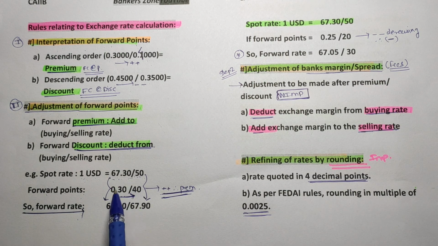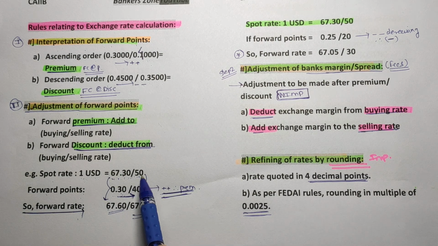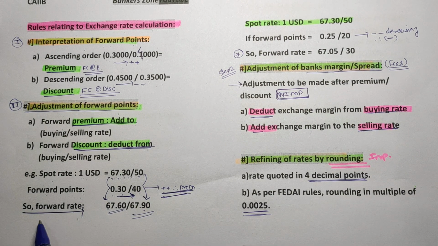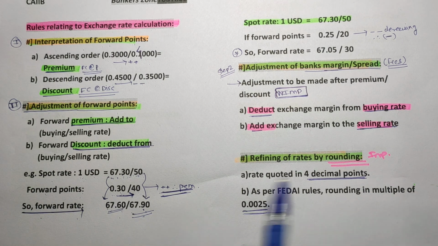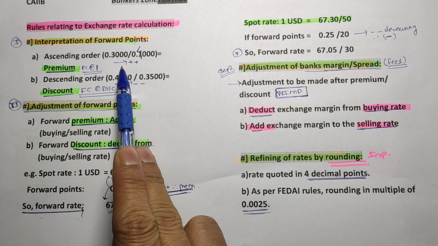Just add the first part: 67.30 plus 0.30 will become 67.60, and 67.50 plus 0.40, you will get 67.90. Just add the second part. So that will be the forward rate, that is 67.60 or 67.90. Very important, we have learned how to identify the forward, that is the premium or discount.